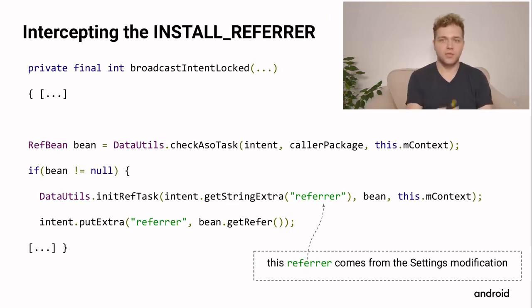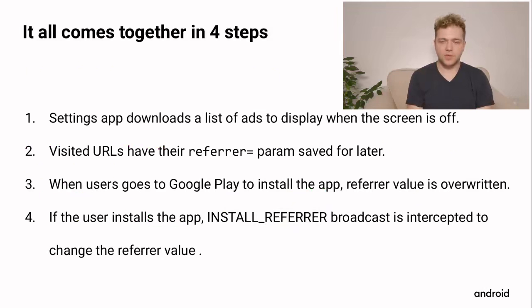When you see an ad for a particular app and you go and install it, then it will send the install referrer saying, oh, the user came from this particular ad. And the ad was displayed when the screen was off, so the user obviously didn't see it, but the referrer value was saved. So when the user installs the app and the install referrer broadcast is sent, it will then remember the referrer that was saved when the ad was displayed on the lock screen and use that referrer instead of saying that the user simply navigated to the app and installed it. So it will misattribute the installation to the ad that was shown when the screen was off.